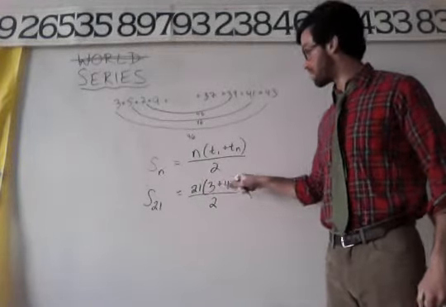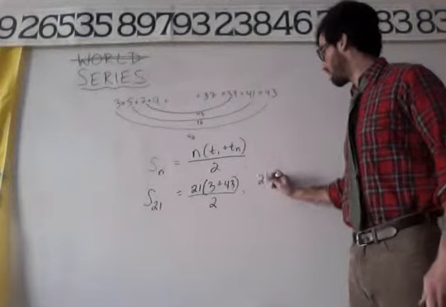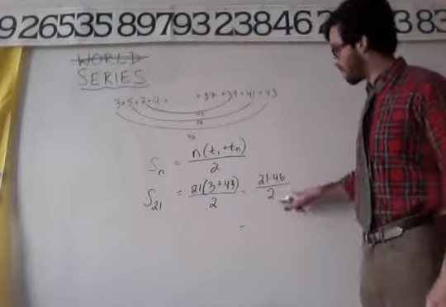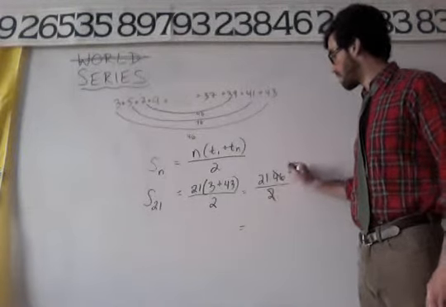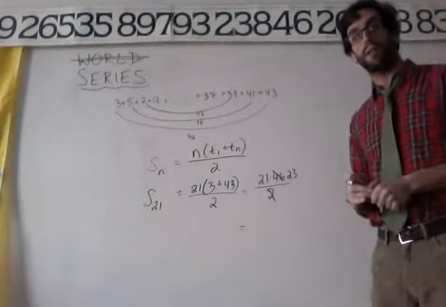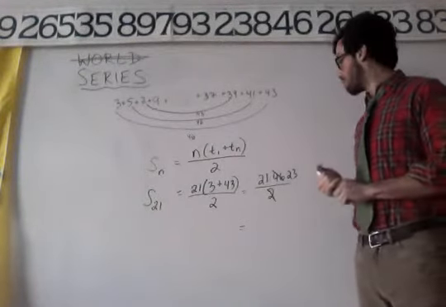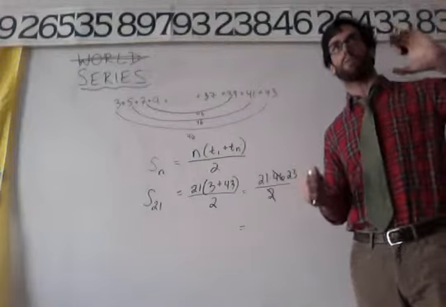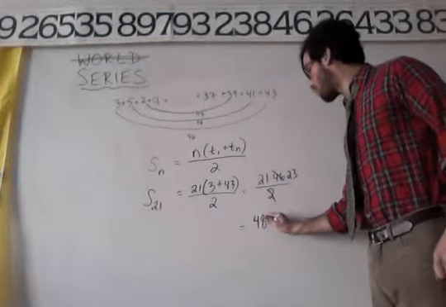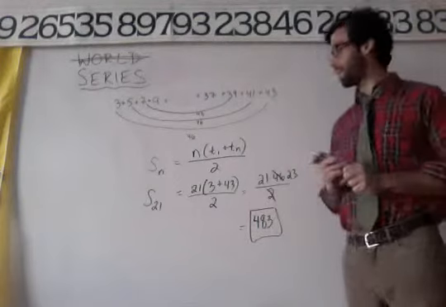21 times, what is this, 46 again. So 21 times 46 divided by 2. Let's try to do this in our heads. 46 over 2 is 23. 21 times 23, well, 20 times 23 is 460. So we have to add on another 23. 460 plus 23 is 483. So the sum of the first 21 terms is 483.